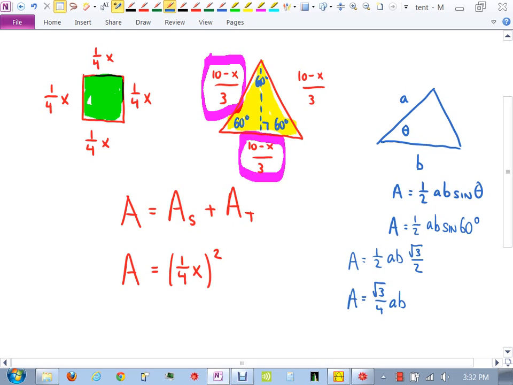Okay, so any questions up to this? Now, A and B are the same, aren't they, in that formula, the blue formula there? It's 10 minus x over 3. So this will become plus, here's the area of my triangle, √3/4 times the 10 minus x over 3 times itself, so squared.